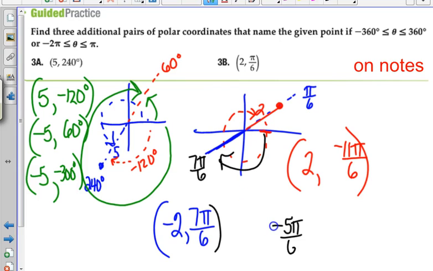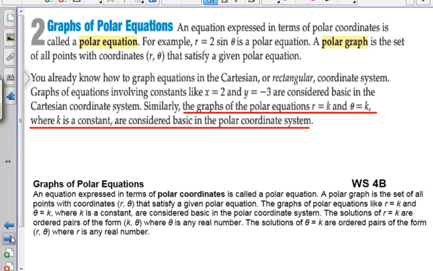Negative 5 pi over 6. Again, if you took 7 pi over 6 and subtracted 2 pi, you get negative pi over 6, okay? All right. Polar equation graphing, there's a whole bunch of fun to be had with this eventually, okay?